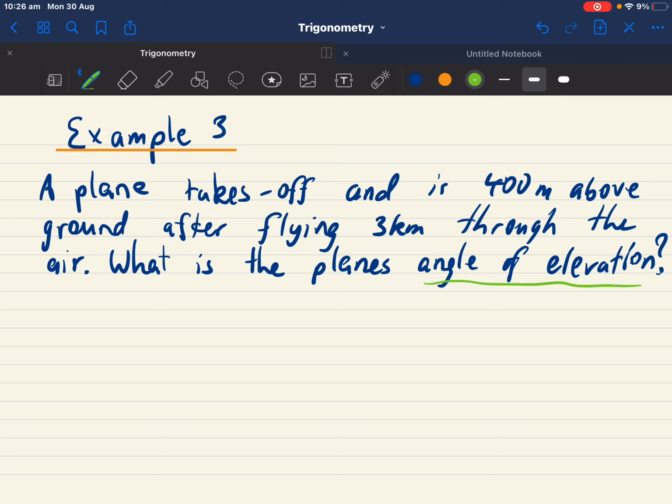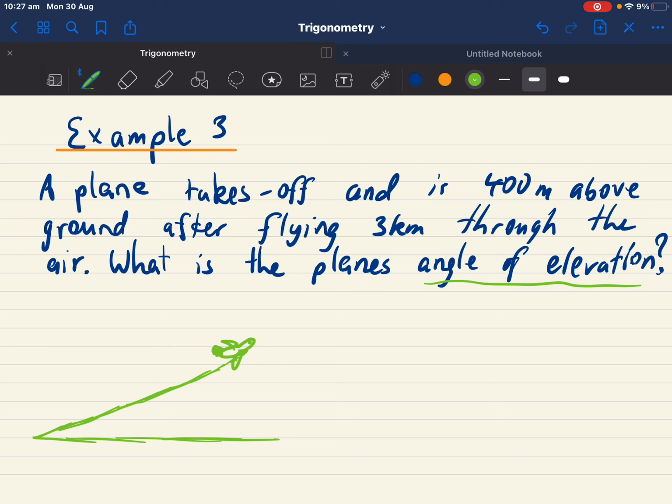So let's have a little read. A plane takes off and is 400 meters above the ground after flying 3 kilometers through the air. Let's just draw up what's been written. Okay, here's the ground. A plane takes off. Here it is, taking off in this direction. There it goes. You have to use your imagination a little bit. Anyway, whatever. And now it actually looks more like a bird.